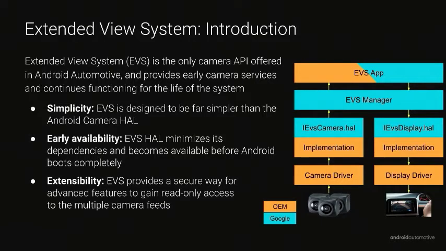We introduced Extended View System, EVS, in 2017 as the only camera API available in Android Automotive OS. This service was designed to be simpler to maintain, available earlier than Android Framework, and easier to extend to implement camera or vision automotive applications that employ one or more camera devices.